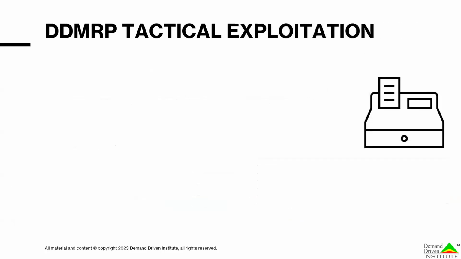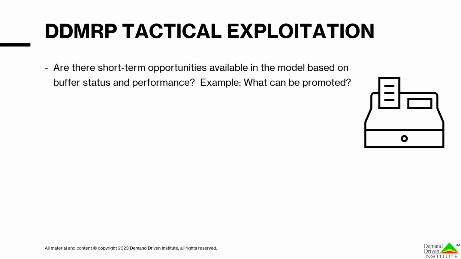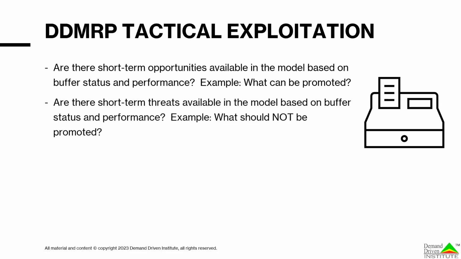Then we go to exploitation. Exploitation in DDMRP is kind of simple, right? It's a lot more than the whole DDO. DDMRP exploitation, it's about communicating with maybe purchasing. What we want to understand is, are there places where we should promote, where we have good supply, and conversely, are there places that we should not?